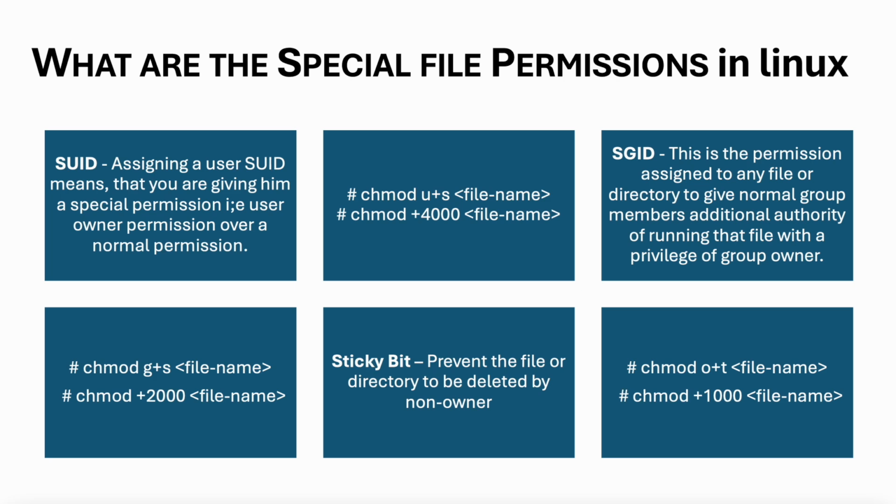The command is chmod g+s followed by file name, and in octal, chmod +2000 file name. Sticky bit prevents the file or directory from being deleted by a non-owner. The syntax of the sticky bit is chmod o+t followed by file name, and the same can be achieved by chmod +1000 file name in the octal representation.